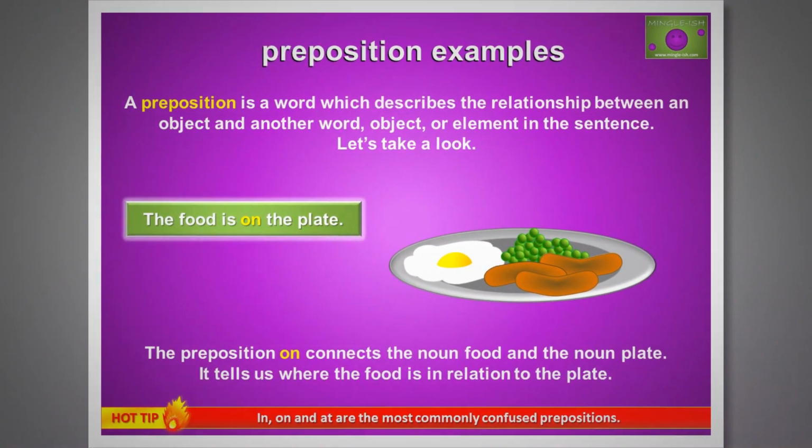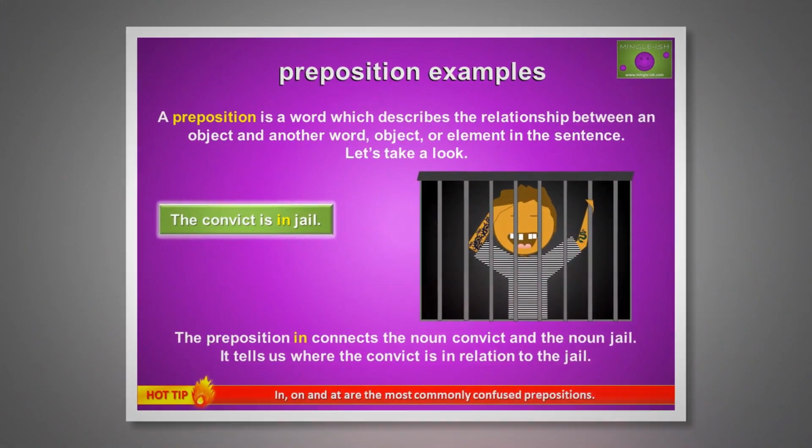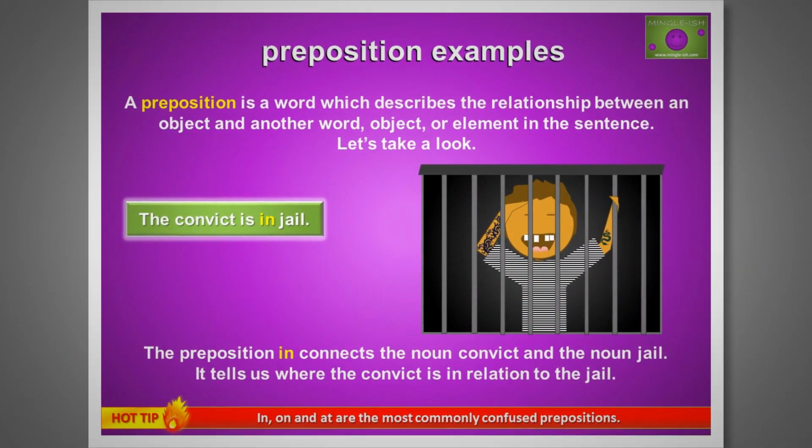The food is on the plate. The preposition on connects the noun food and the noun plate. It tells us where the food is in relation to the plate. The convict is in jail. The preposition in connects the noun convict and the noun jail. It tells us where the convict is in relation to the jail.